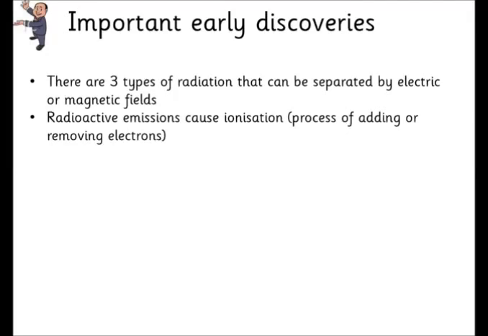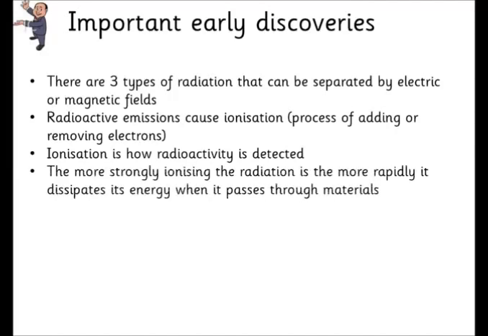The whole concept of ionisation, which you should know from earlier studies, is the process of adding or removing electrons. Normally, in our case, it's going to be the removal we talk about when things are ionised using radioactive sources. The concept of ionisation is really how radioactivity is detected. Without it, we would not really be able to detect radiation, and the more strongly ionising the radiation is, the more rapidly it dissipates its energy when it passes through materials.